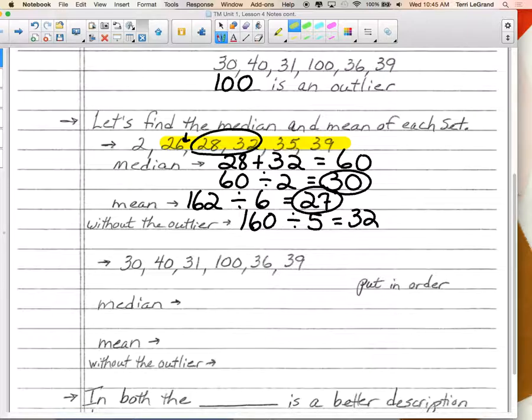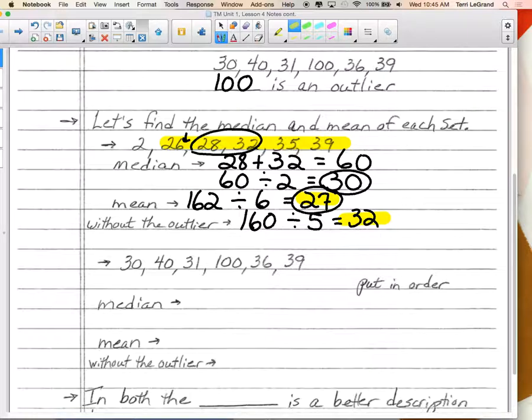Okay, with the outlier in it the mean was 27, and with it not in it, it was 32. It made it too low, didn't it? It made it too low. So the mean got lowered because of that 2 being in there.